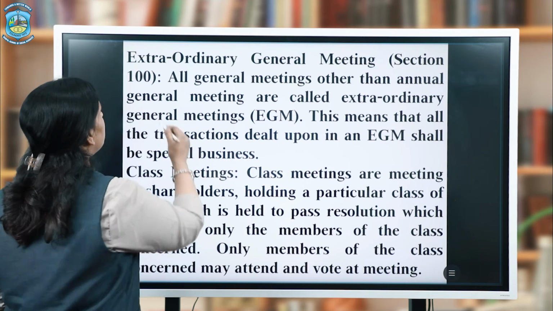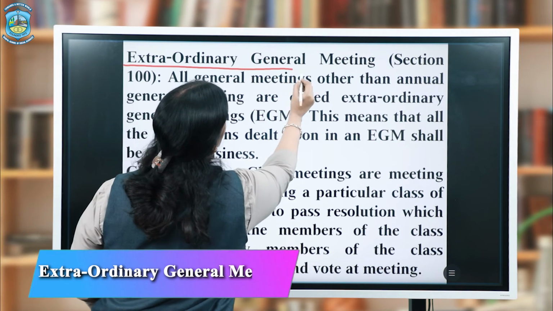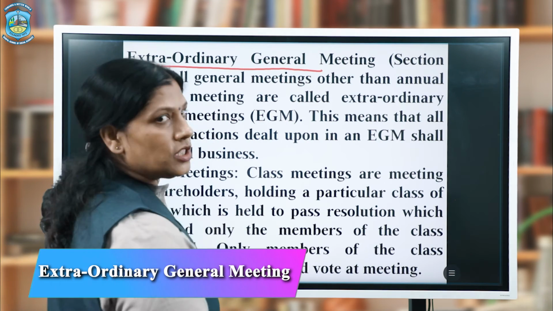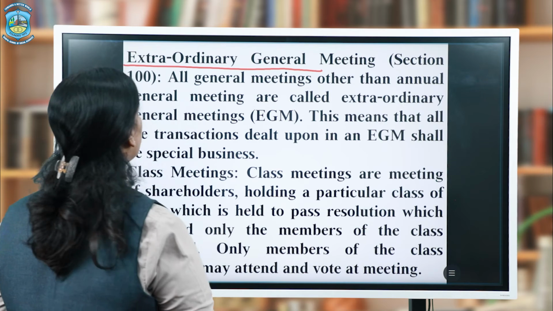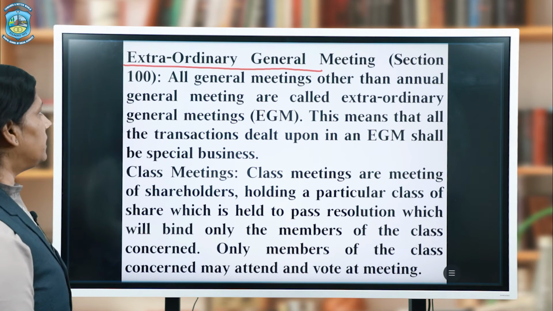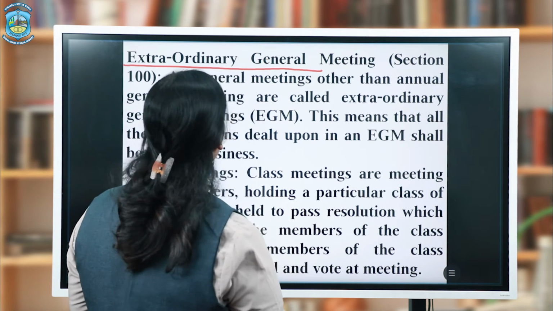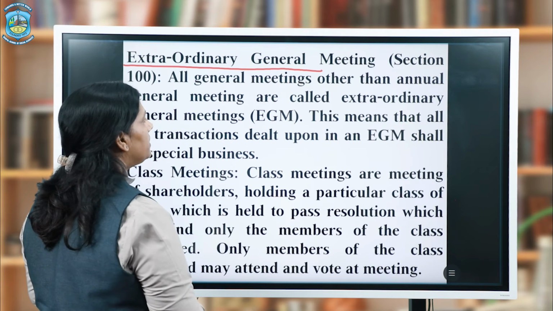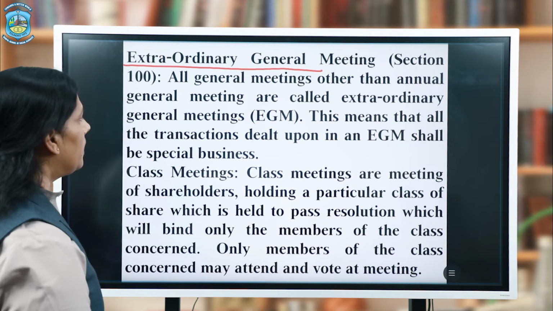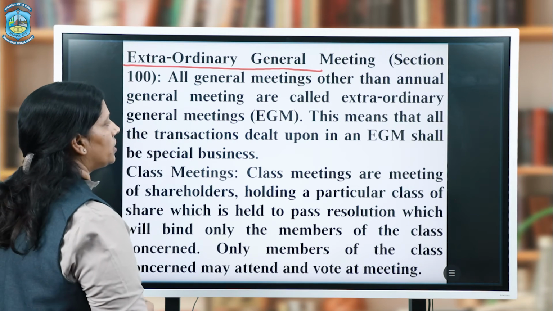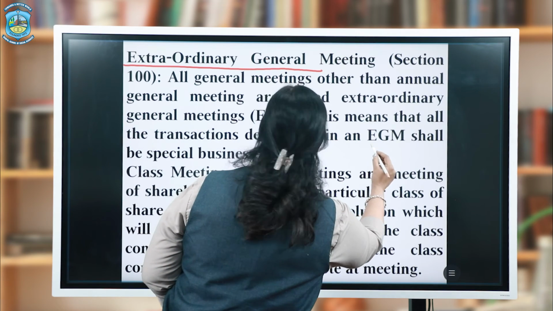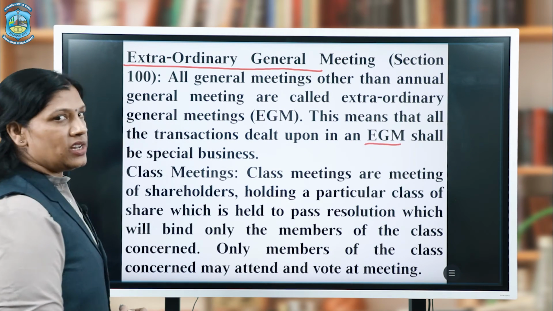The second type of meeting is known as extraordinary general meeting, the detail of which is mentioned under Section 100 of the Companies Act 2013. All general meetings other than the annual general meeting are called extraordinary general meetings, in short EGM. This means that all the transactions dealt with in an EGM shall be of special nature.